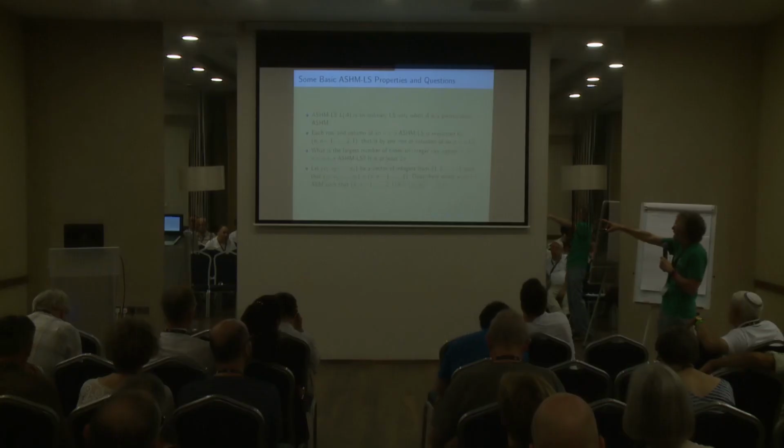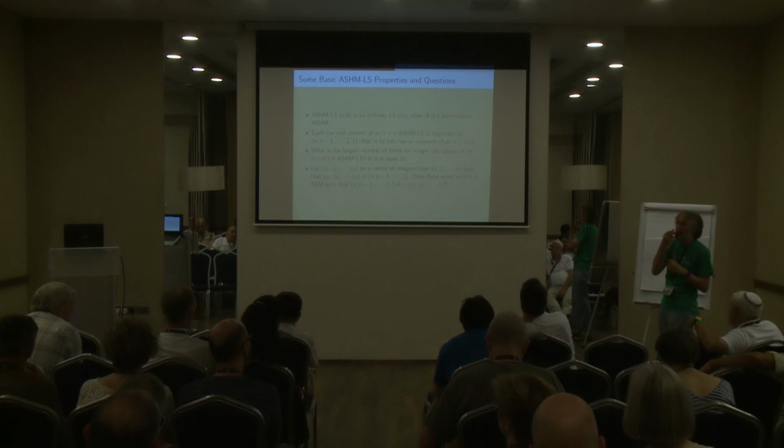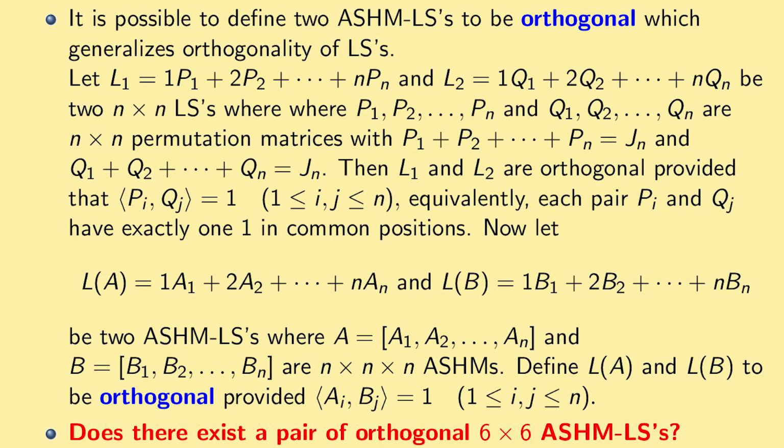Does there exist an n by n ASM so that you end up with that when you multiply by n, n minus 1, n minus 2, etc.? Okay, oh, I got to do this. This is where I'm going to explain.